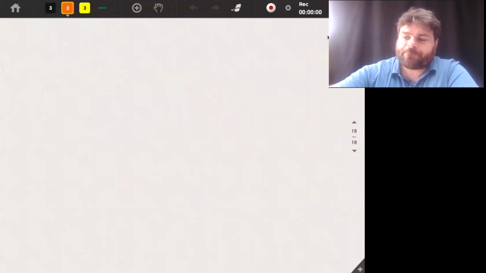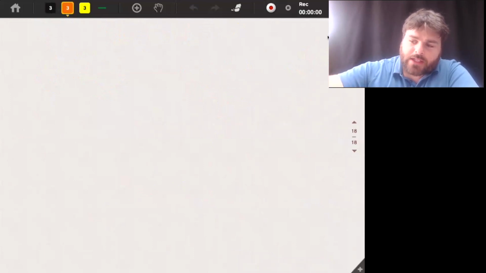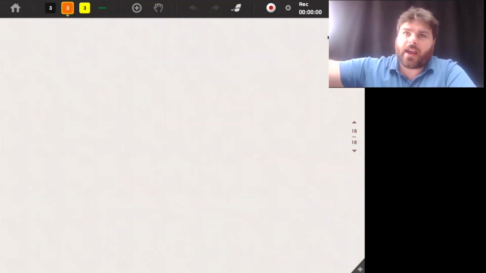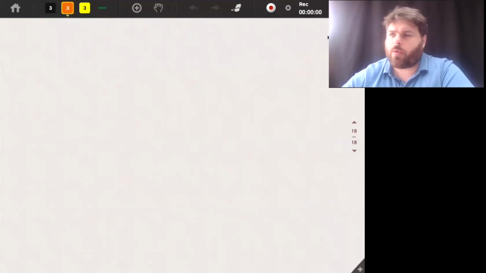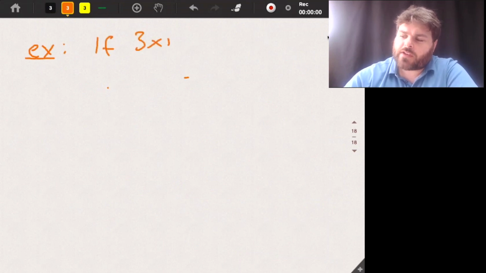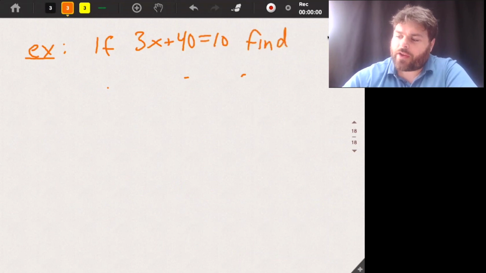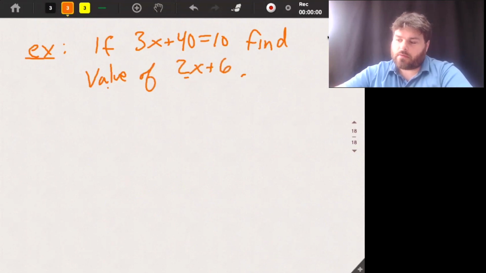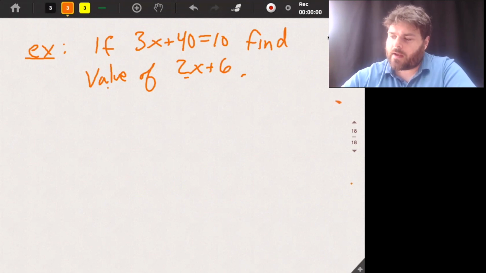So first thing, let's look at that first example, all right? The one where it kind of said find, you know, x plus 3 or whatever it might be. So let's look at an example kind of like that, okay? So here's an example. All right, if 3x plus 40 equals 10, find the value of 2x plus 6. Okay, kind of seems like a strange thing to do, but it's very, very common on the ACT.